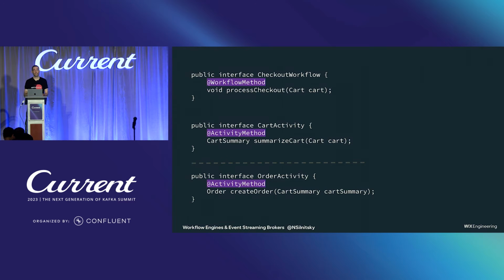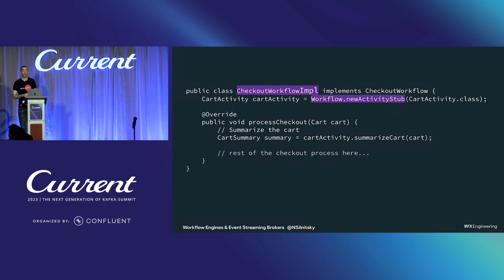So if you use the Java SDK of Temporal, all you have to do is specify the interfaces for your workflows and activities and annotate with workflow method or activity method, and you're all set. And here, when you do the checkout workflow implementation, you create the activity instance from the Temporal workflow SDK. You have access to it, and now you can define your method that defines the workflow and call the various activities. It's omitted here for brevity, but you can imagine all the other activities here as well.